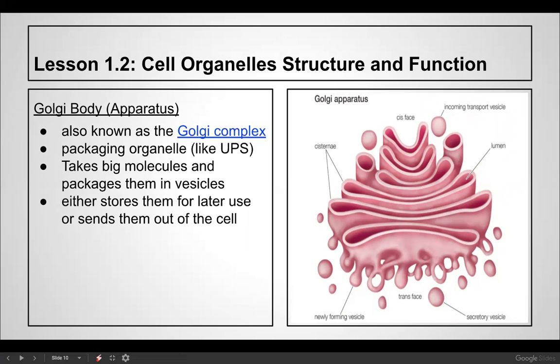The Golgi body is another organelle, otherwise known as the Golgi apparatus, the Golgi complex. It's the packaging organelle, kind of like UPS. It packages and ships, takes big molecules and packages them in vesicles, either stores them for later use or sends them out of the cell.